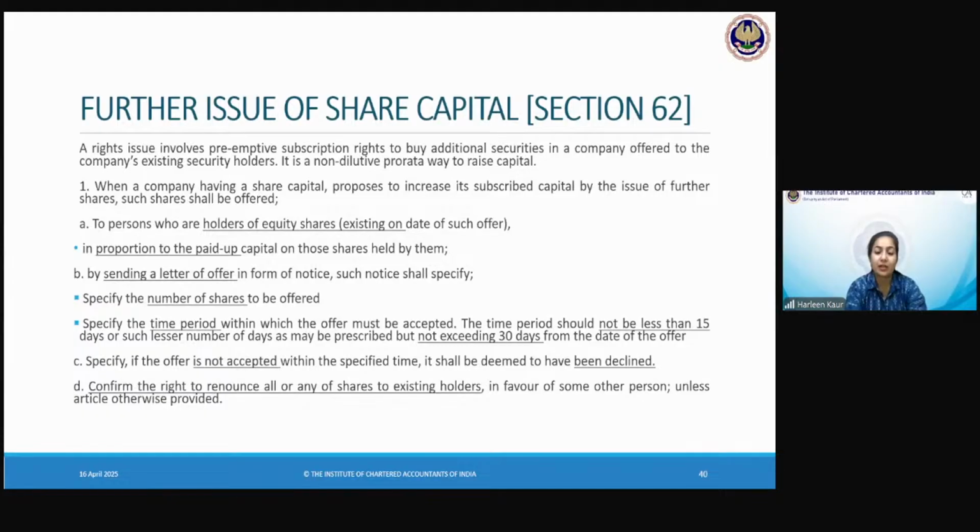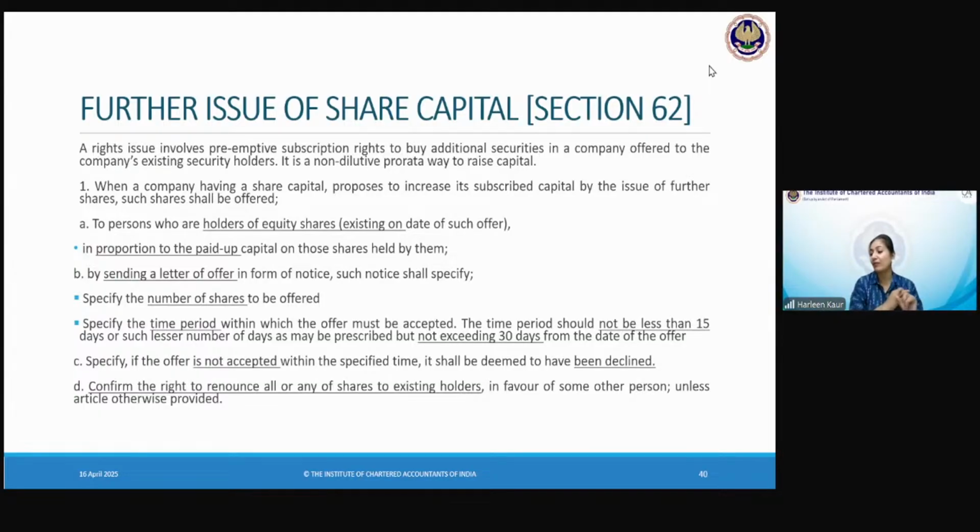Further issue of share capital. Now we are going to start with a new topic for today's session, that is section 62. What is section 62 trying to tell you? Can anyone give me a vague idea, or after referring to the study material, what do you think it is talking about? When we say further issue of share capital, why are we using the word further issue of share capital? Where have you learned the first word of issue of share capital?